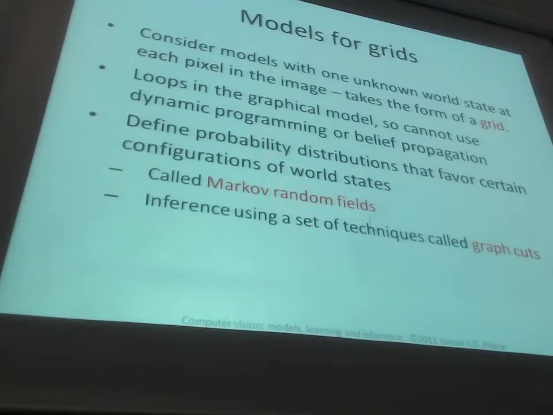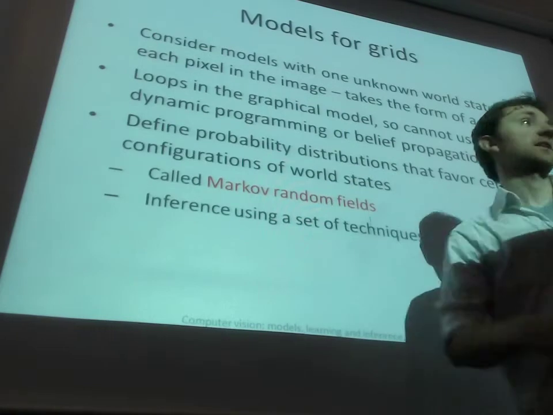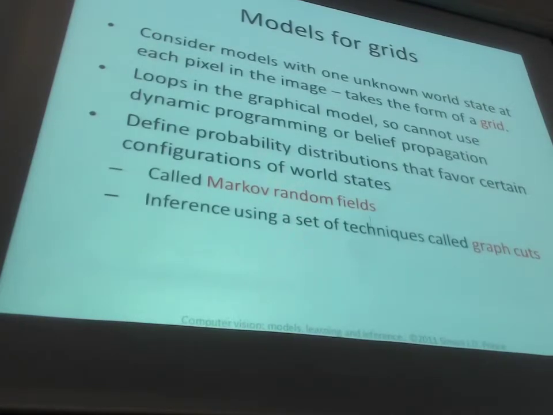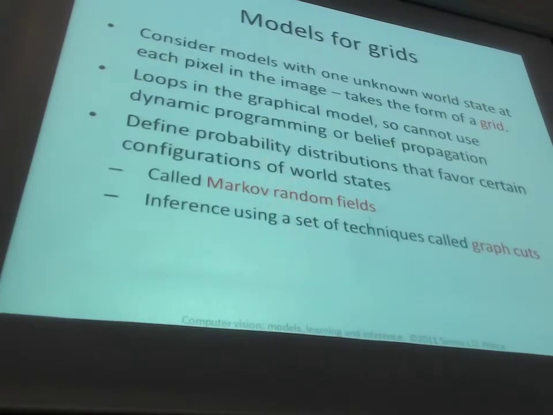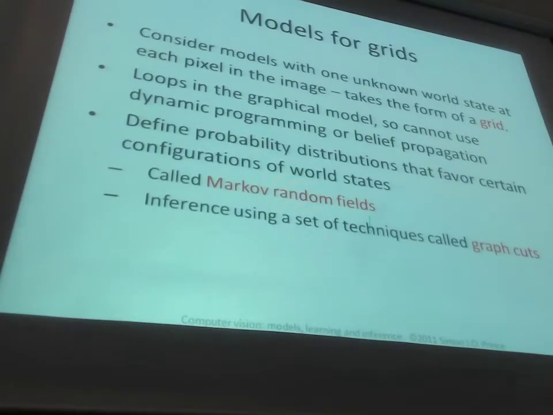that represents the state of the world at some location. We can think of pixels as a common scenario where we have lots of variables laid out in a grid form, which definitely has lots of loops. So we've established that we can't use dynamic programming or regular belief propagation there.